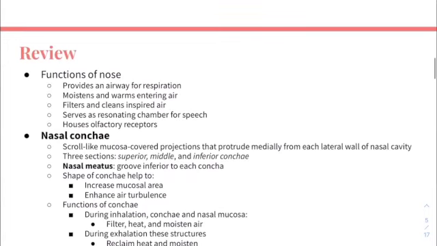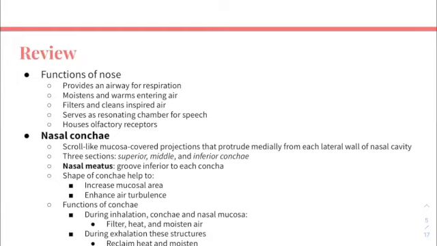What does our nose do? It's an airway to breathe. It helps to moisten and warm the air before it goes down into our lungs. It cleans the air out, so we're not breathing any kind of pathogens down into our lungs. But our nose also helps to create our voice. If you've ever noticed when you have a cold and your nose is congested, how your voice changes versus when you are not congested.